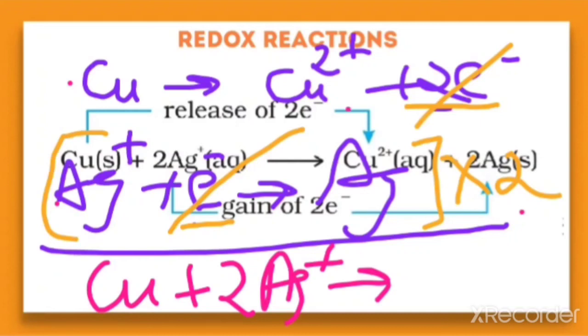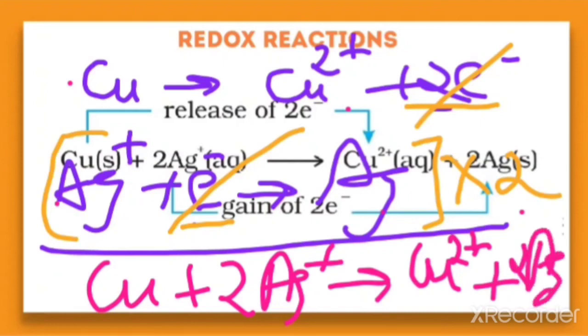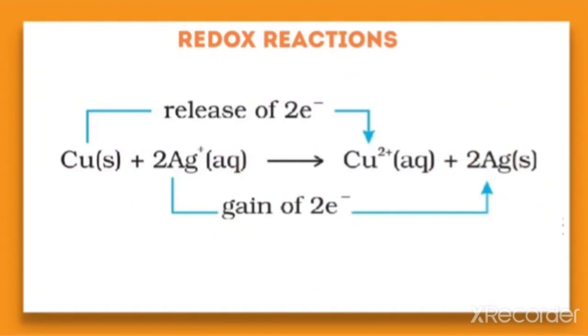So be careful when you're writing here. The reactant side should be written together and summed together. The product side should be done together. On the product side, there is a copper ion, that is Cu2+, and there is Ag. But how much Ag? 2 Ag is there because you have multiplied with 2 here. So this is the equation we got.